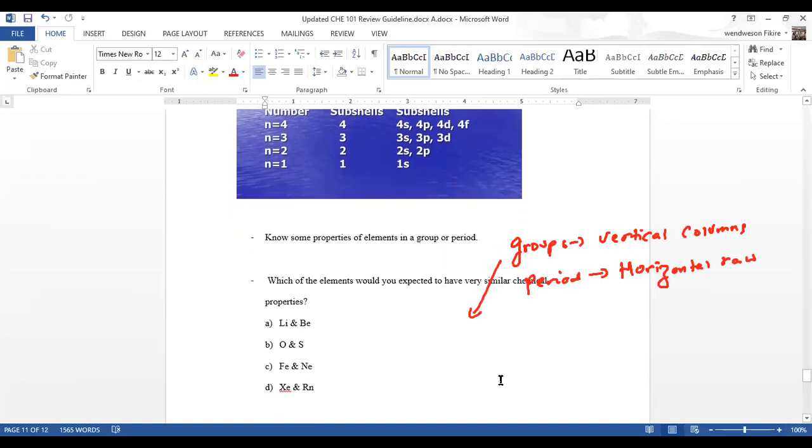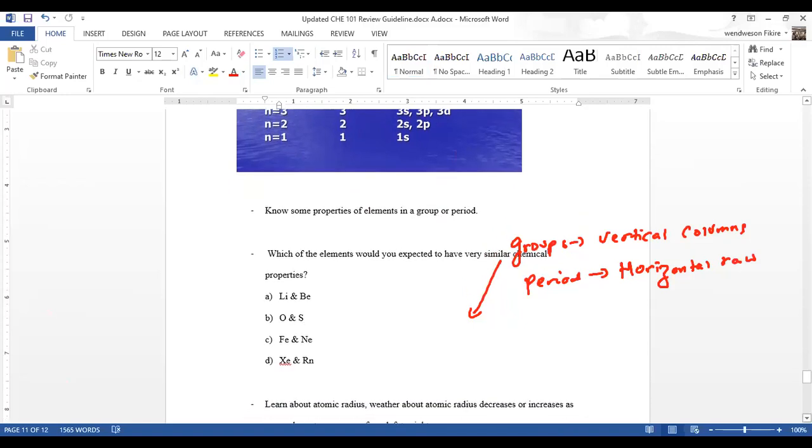So you have to identify, for example, lithium and beryllium. Do they have the same characteristics? I cannot tell you because I don't have a periodic table in front of me. If they are in the same group, yes. Oxygen and sulfur, for example, would be yes, because they are in the same group. Iron and neon, no. Iron is a metal, neon is a non-metal. Xenon and radon, yes, because they are noble gases. They are in the same group.